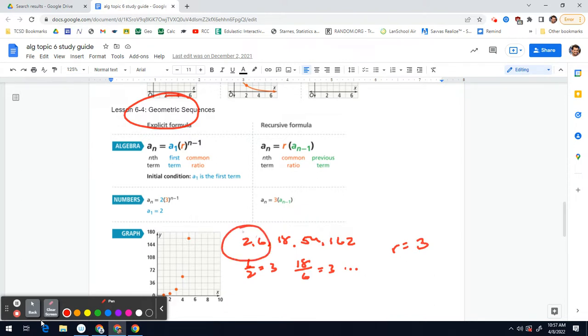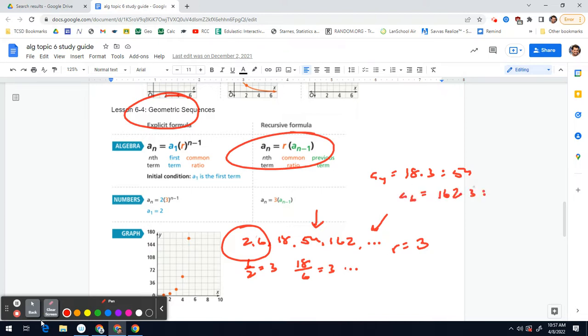My first term is 2. So this is the recursive formula. To use the recursive formula, you take the previous term and you multiply by the constant ratio. So say I want to find the fourth term. To find the fourth term, I take the third term, 18, and multiply it by the constant ratio, and that is 54. So say I want to find the next term. This is the 1, 2, 3, 4, 5. Let me find the sixth term. I'm going to take 162 and times it by 3. 162 times 3 is a big number. 486.